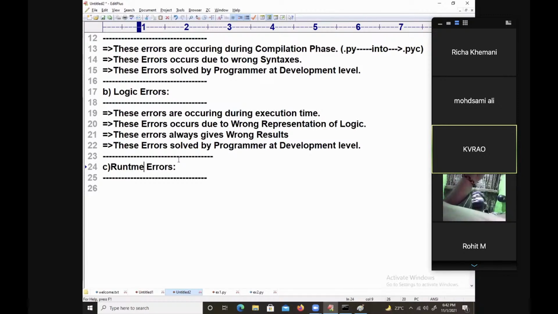Sunil Kumar, switch off your video. So coming back to the point, we are going to talk about the runtime errors. Mr. Matam Sunil Kumar, switch off your video.